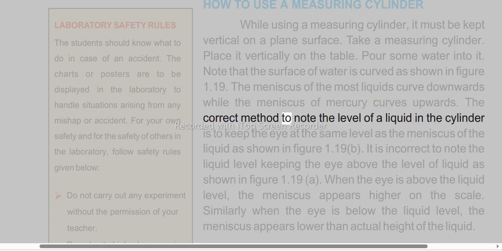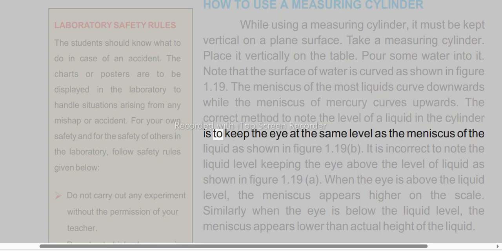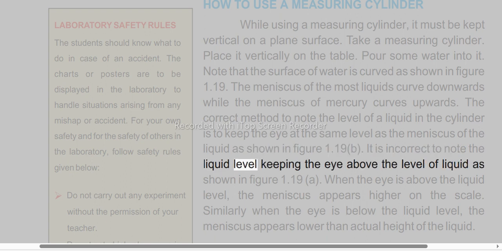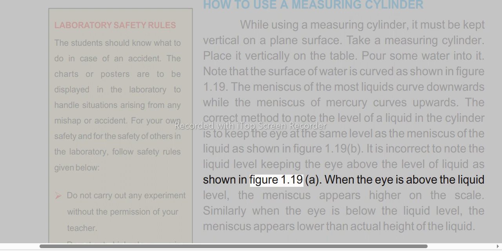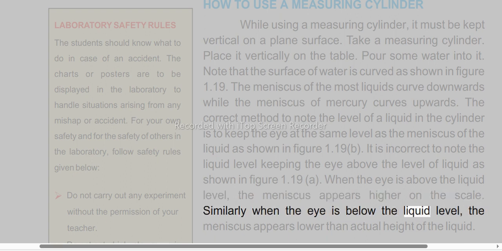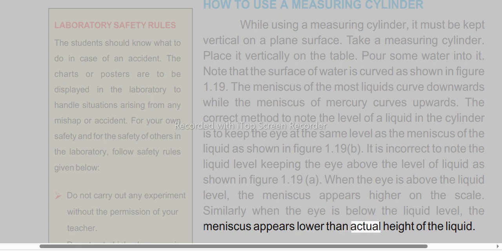The correct method to note the level of a liquid in the cylinder is to keep the eye at the same level as the meniscus of the liquid as shown in Figure 1.19b. It is incorrect to note the liquid level keeping the eye above the level of liquid as shown in Figure 1.19a. When the eye is above the liquid level, the meniscus appears higher on the scale. Similarly, when the eye is below the liquid level, the meniscus appears lower than the actual height of the liquid.